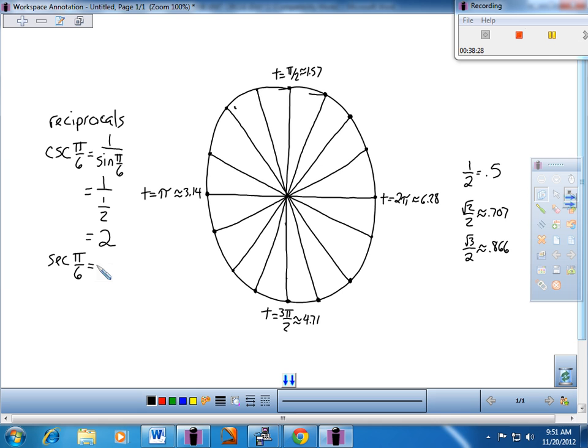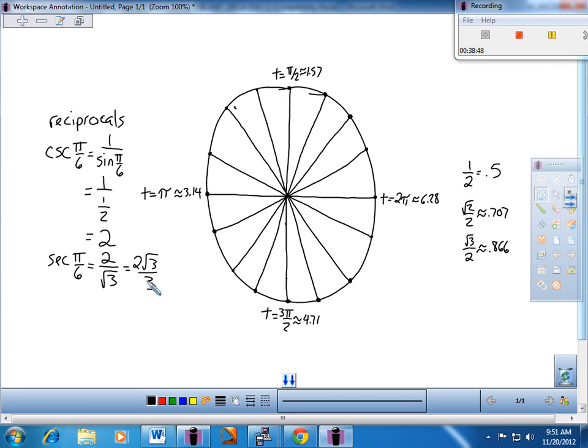Well, again, what I would do is just ask myself, what is the cosine of pi over 6? And cosine of pi over 6 is definitely that root 3 over 2. So flip root 3 over 2. That would be this right here. Rationalize it, and we've done this now a couple times before. And this would be the secant of pi over 6.